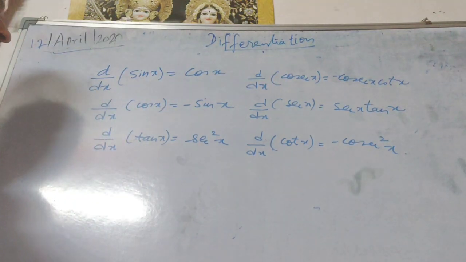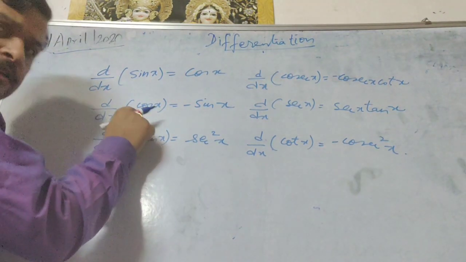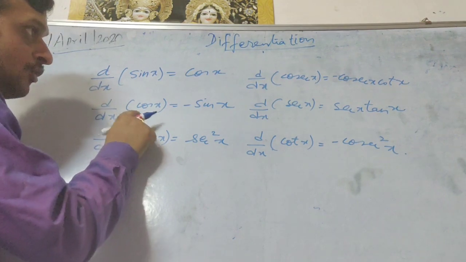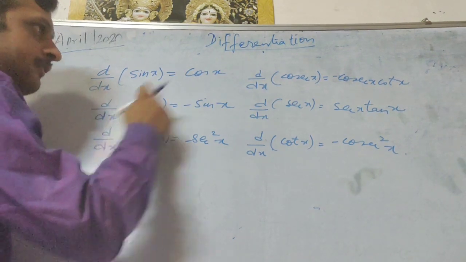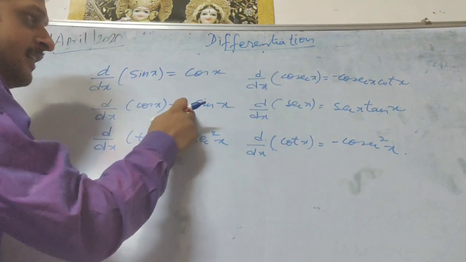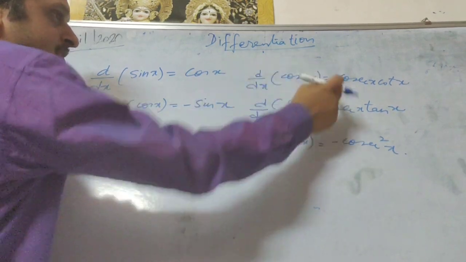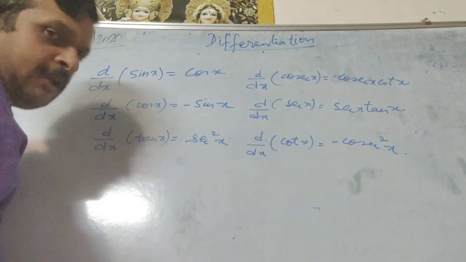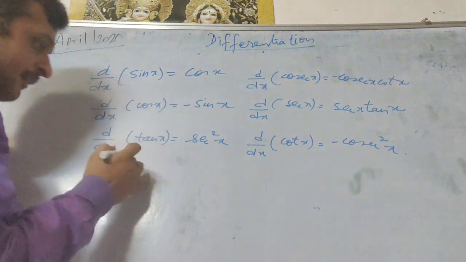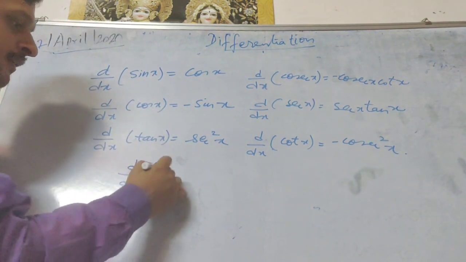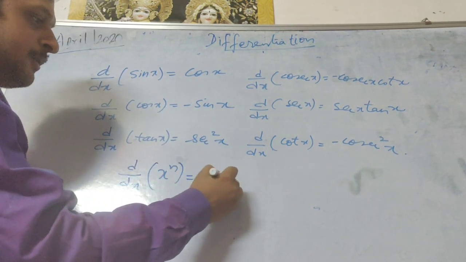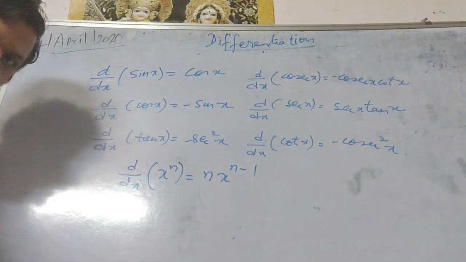I'll tell you a simple clue. Wherever on the left hand side the function starts with c, that is cosecant, cos, and cot, the right hand side will have a negative sign. Just remember that, and everything else will be positive. And of course we also have d by dx of x power n equals n x power n minus 1.